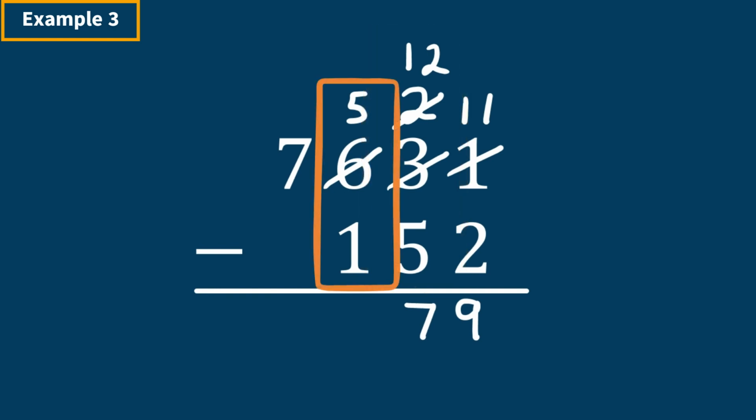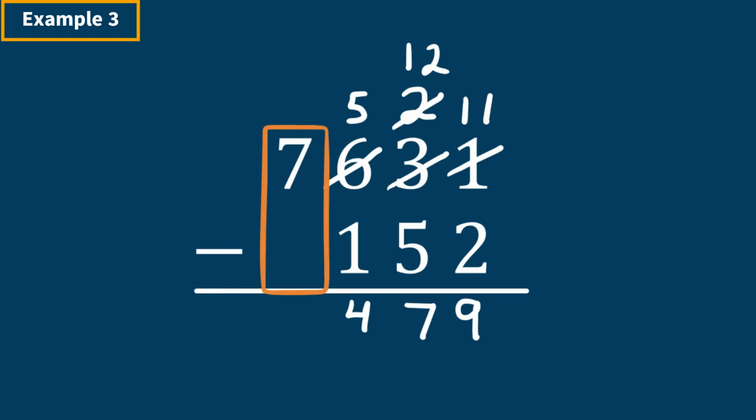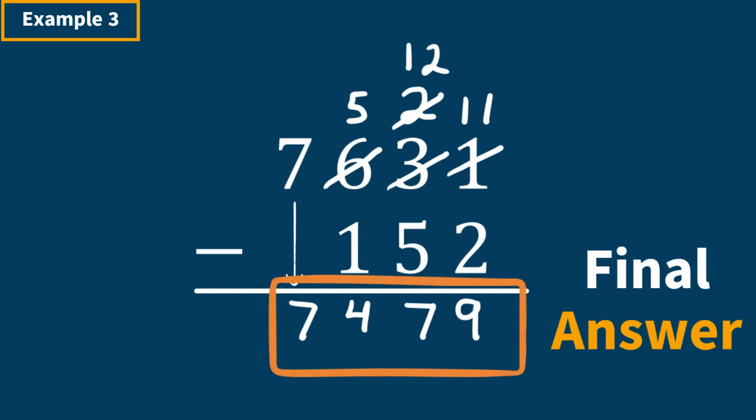Let's look at the third column. We have 5 minus 1. That gives us a 4. And now, looking at the last column, we only have a 7. That means we just bring it to the bottom. So 7,479 is our final answer.